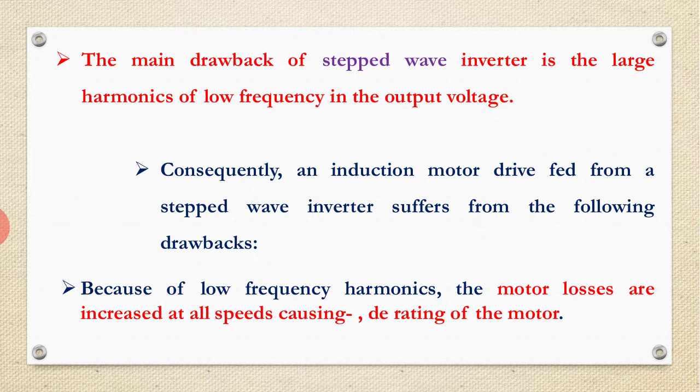The main drawback of the stepped wave inverter is the large low frequency harmonics in the output voltage. Next, because of low frequency harmonics, the motor losses are increased at all speeds, causing derating of the motor. These are the main drawbacks of the stepped wave inverter.